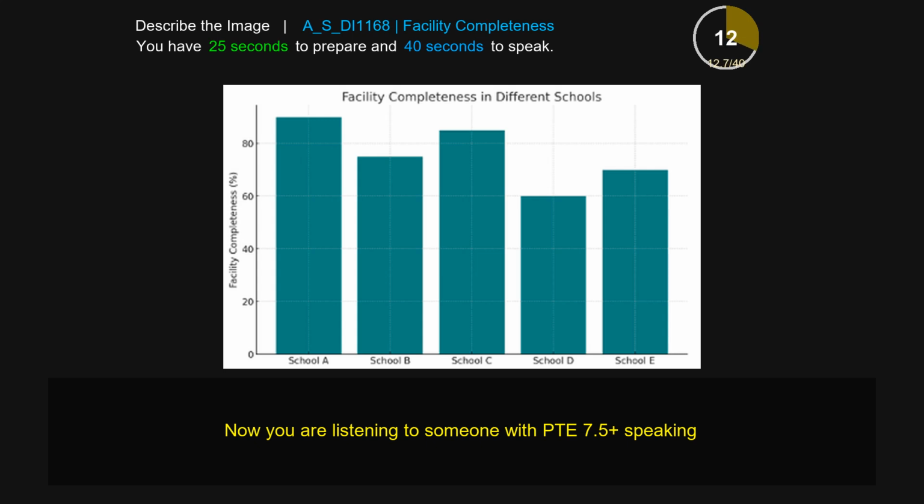Section A is around 85%, and section B is around 65%. Section C is around 82%. Section D is around 60%, and section E is around 65%. The highest percentage is section A, which is 85%, and the lowest percentage is section D, which is 60%. In conclusion, the picture depicts the facility completeness in different schools and their percentages.